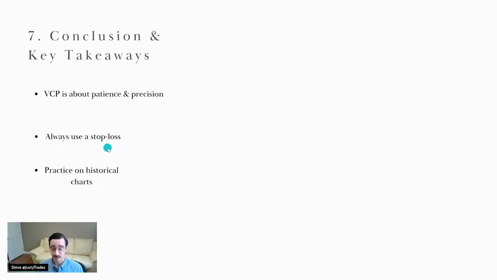Always use a stop loss. The system works 50% of the time. When it works, you will book massive returns, 3 times the loss on average, but half the time it won't. And you know what? That's the game we play, to be completely honest.